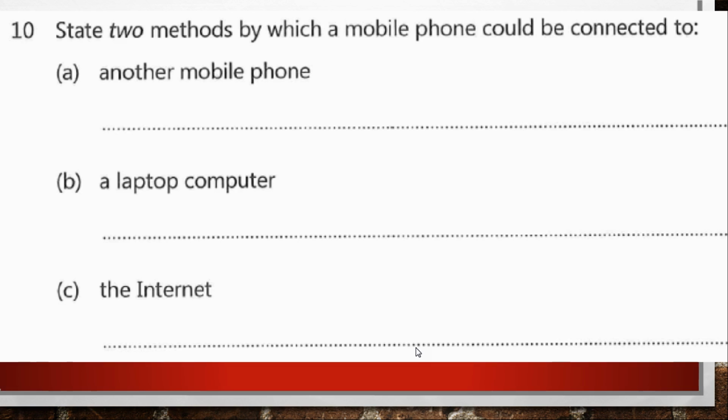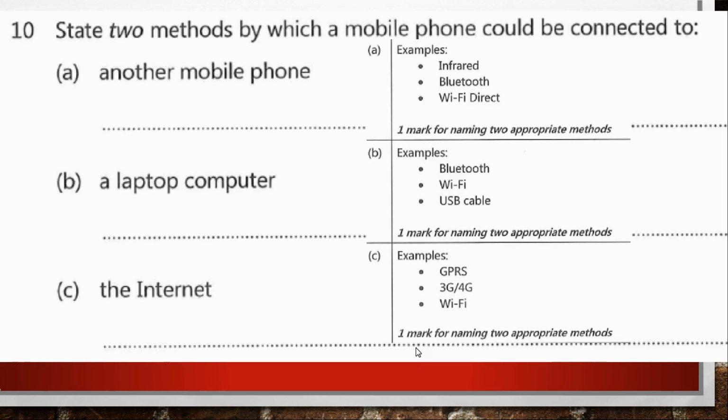Okay, two methods by which a mobile phone can be connected to another phone, a laptop computer, and so on. So how could you connect a mobile phone to another mobile phone, send data and so on? A laptop and a mobile, and the internet. These are really standard questions.